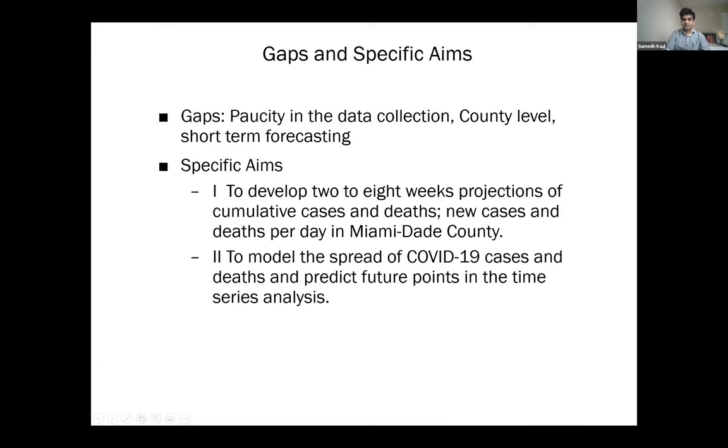So the gaps in the literature at that time when I started the project were that there was limited research on COVID-19 forecasting models due to the paucity in the data collection. And there was research still going on to develop different forecasting models. In the United States, the University of Washington developed a forecasting model, and the forecasting is done on a 1 to 2 month basis, but it is at a country level. So we wanted to build our model at the county level because at that time there was no county level forecasting model.